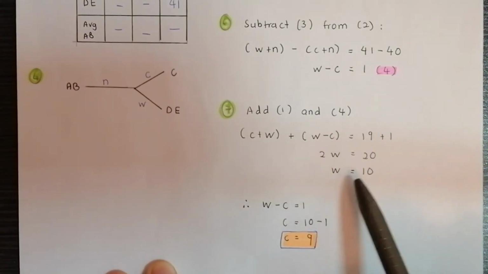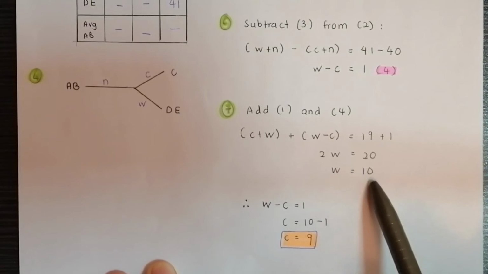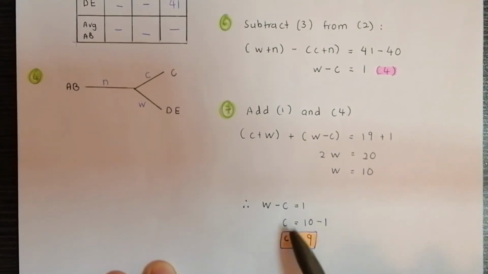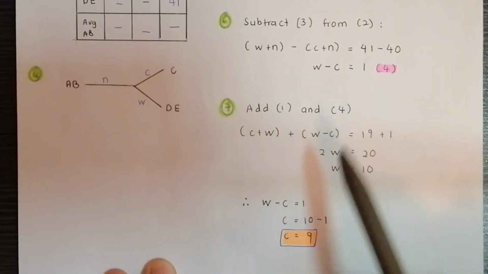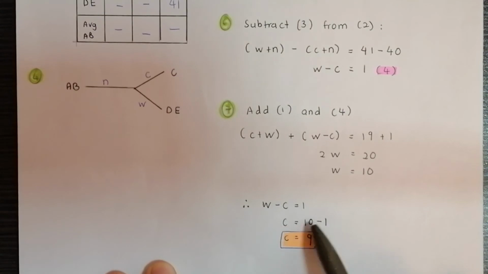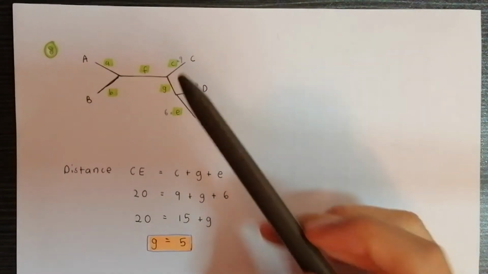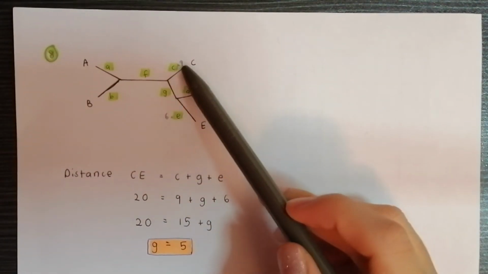Since we get the value of W equals 10, now we can get the value of C. From W minus C equals 1, C equals 10 minus 1, so we will get C equals 9. Okay, now we know that the value of C is 9.